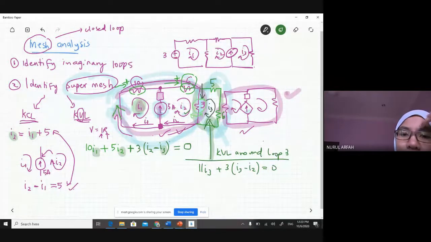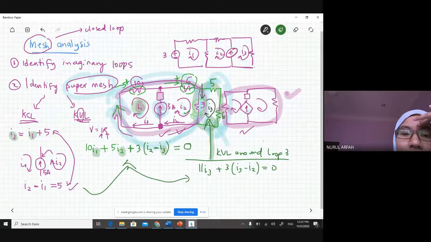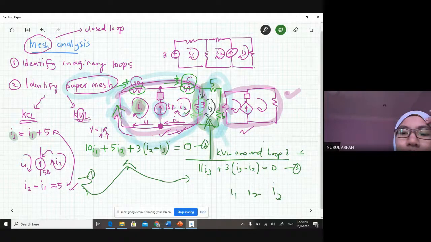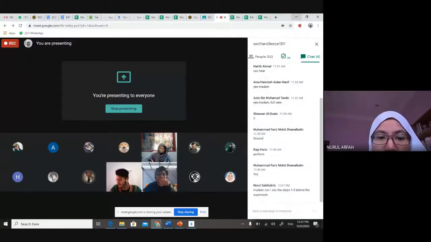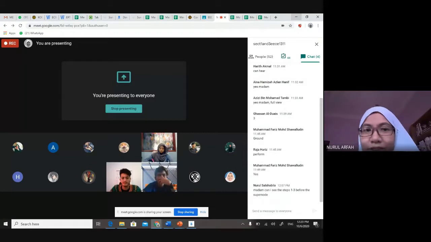And only by this can you answer all the equations, and you can find I1, I2, and I3. Okay, so far so good because we have 3 equations. 1, 2, 3. Is it okay? Okay or not?